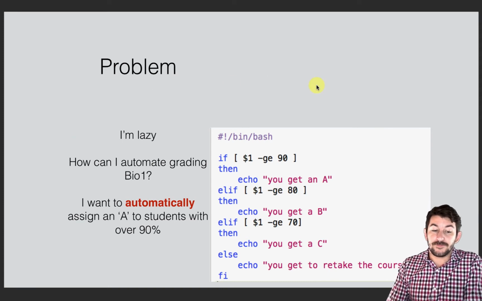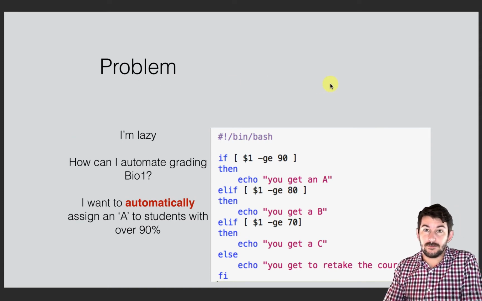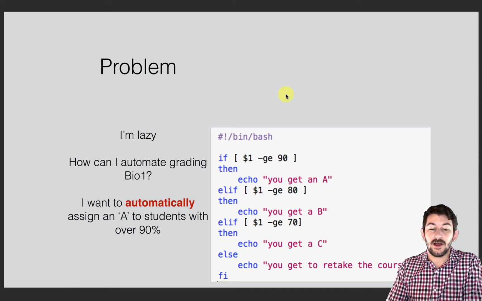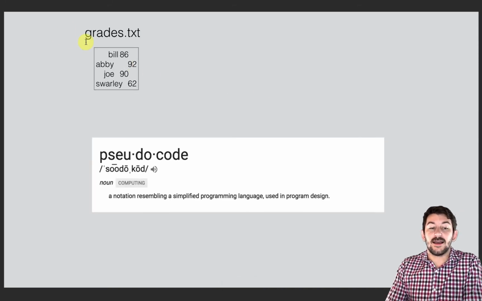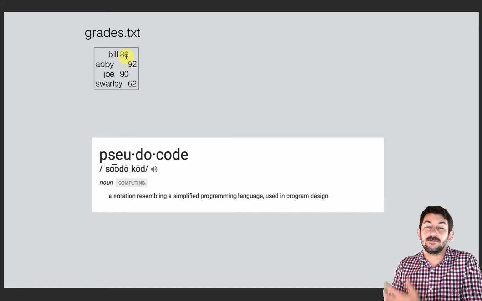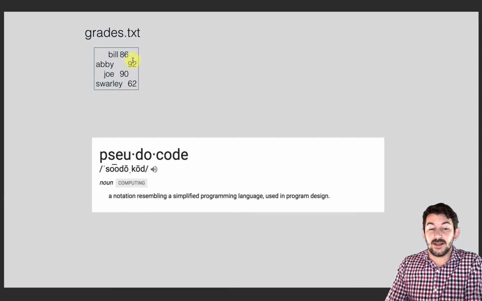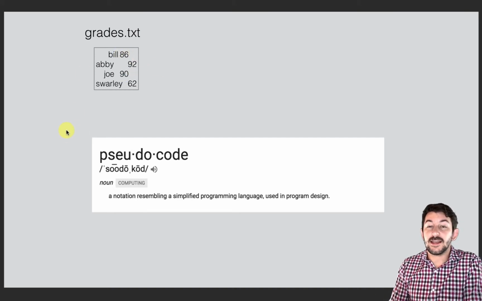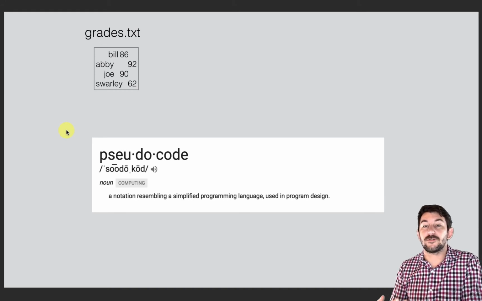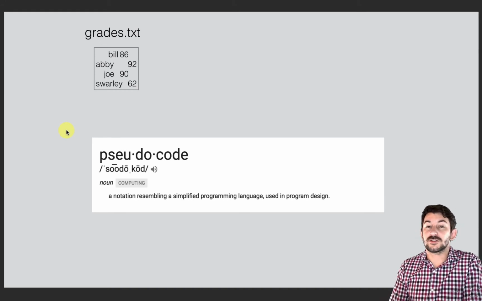Now, the final problem is, how do I automate it though? I don't want to have to type in each grade by hand and have it tell me what to give them. I want to automatically assign it. So let's say I have a grade book, and it's got everyone's name, Billy, Abby, Joe, and Swarley, and they each have, in this case, the format is their grade is next to their name. Maybe it's the first two columns of a grade book. And so they're all getting a range of grades. And so this is where pseudocode comes in again. We use pseudocode to come up with the flow of our conditional statements and loops.